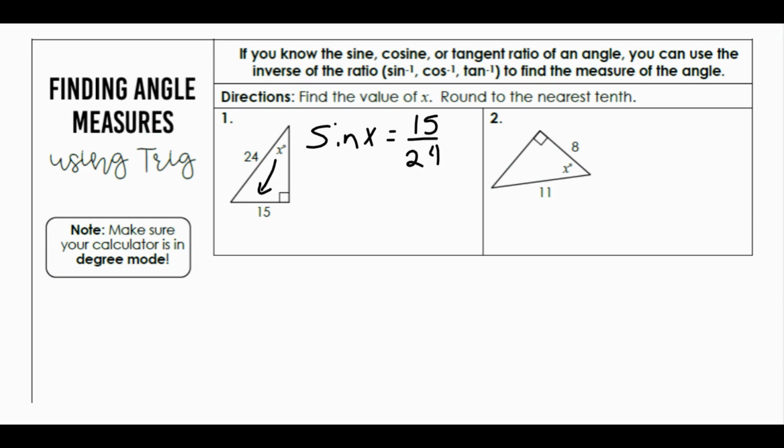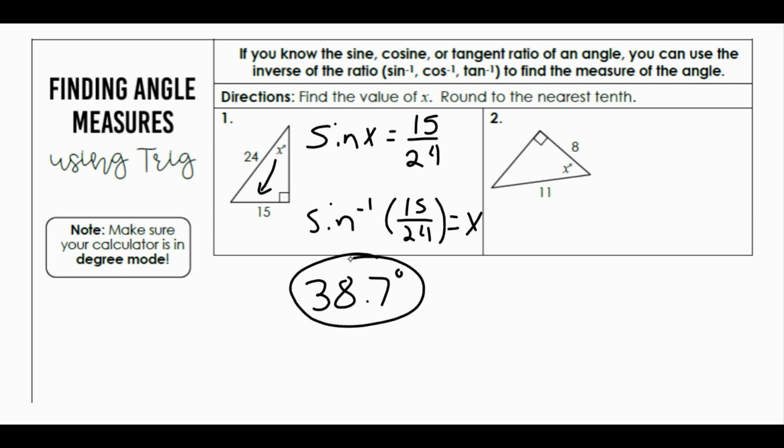Now I want the x alone, so I need to get rid of this sine. How to get rid of the sine is by using the inverse sine or inverse cosine or inverse tangent, depending on what trig ratio I have. So here I'd use sine inverse. So in order to find the degree, I'll always use the inverse. So sine inverse of 15 over 24 will be what x is equal to. So if I plug this into my calculator, sine inverse of 15 over 24 is 38.7 degrees. So x will equal 38.7 degrees.